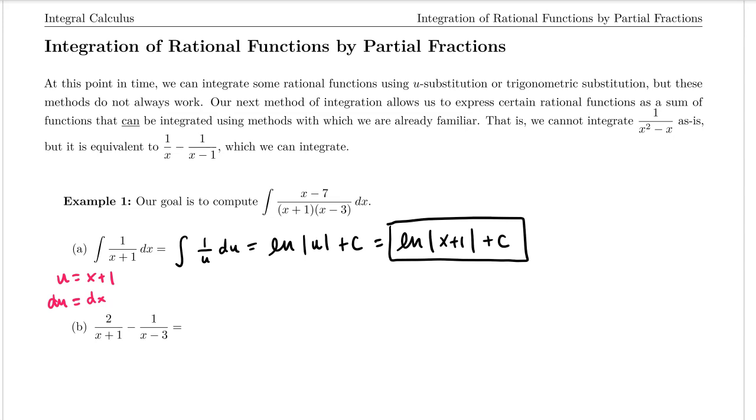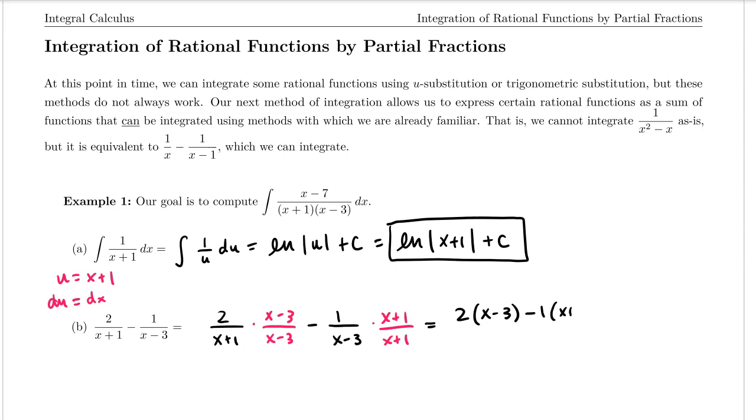Part B wants us to simplify these two fractions. So I'm going to find a common denominator, and in the first fraction I'm going to multiply by x minus 3 over x minus 3. And then in my second fraction I'm going to multiply by x plus 1 over x plus 1. So this is going to give me a common denominator, so I'm going to combine the numerators into a single fraction, where my denominator is x plus 1 times x minus 3.